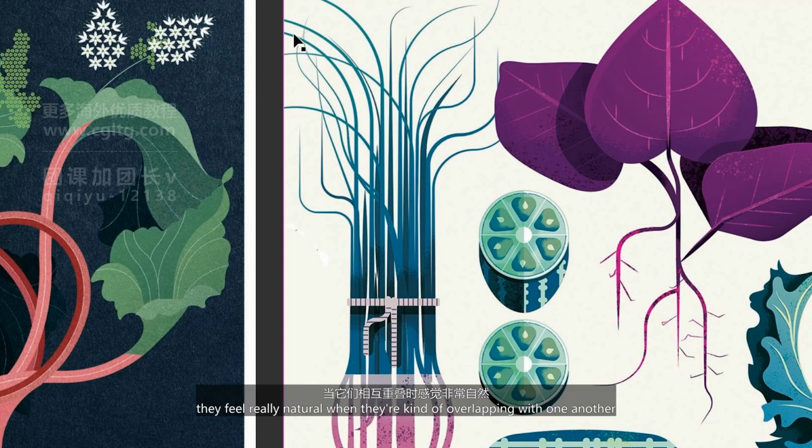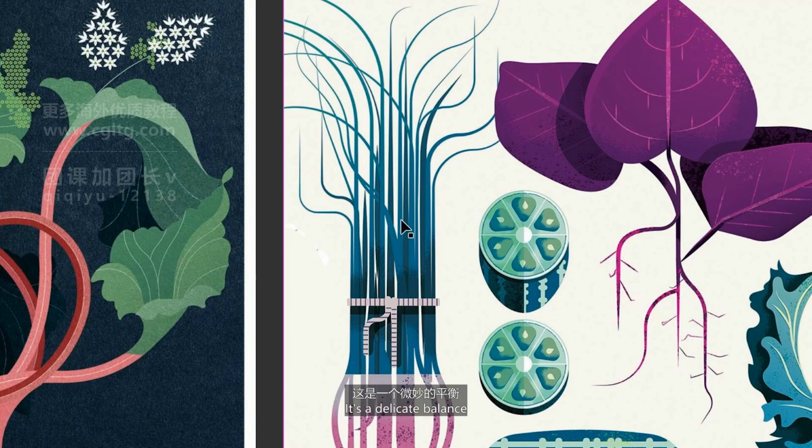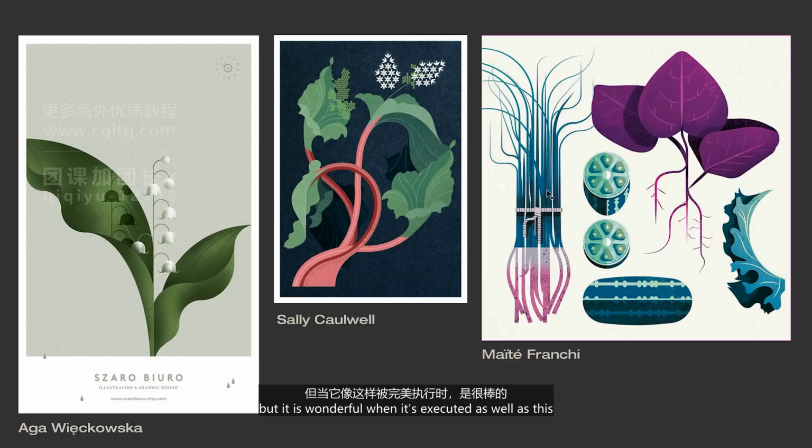And in some areas, they feel really natural when they're kind of overlapping with one another, but then when they're sticking out by themselves, it kind of breaks that illusion a little bit, and you see that they're made up of essentially straight lines that have kind of been rounded at the corners. I really think that makes these very compelling. This is very difficult to do. It's a delicate balance, but it is wonderful when it's executed as well as this.